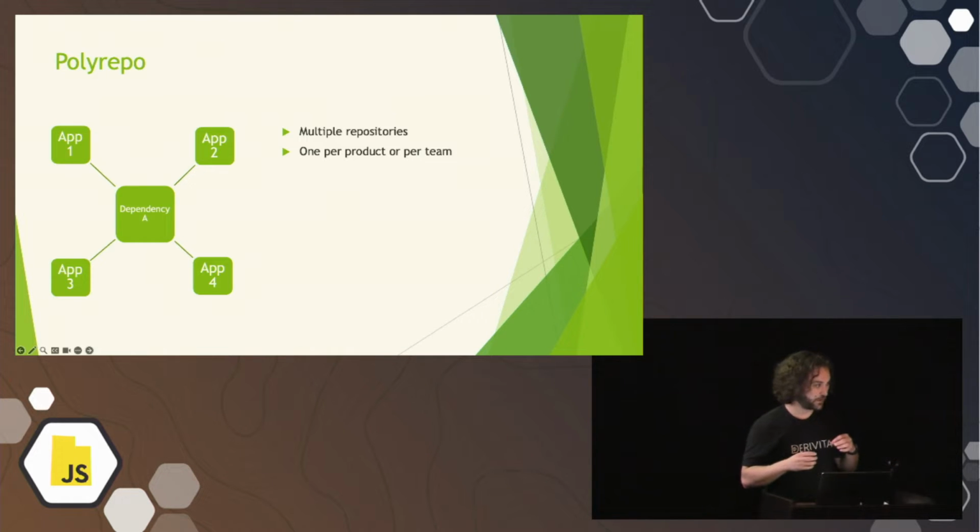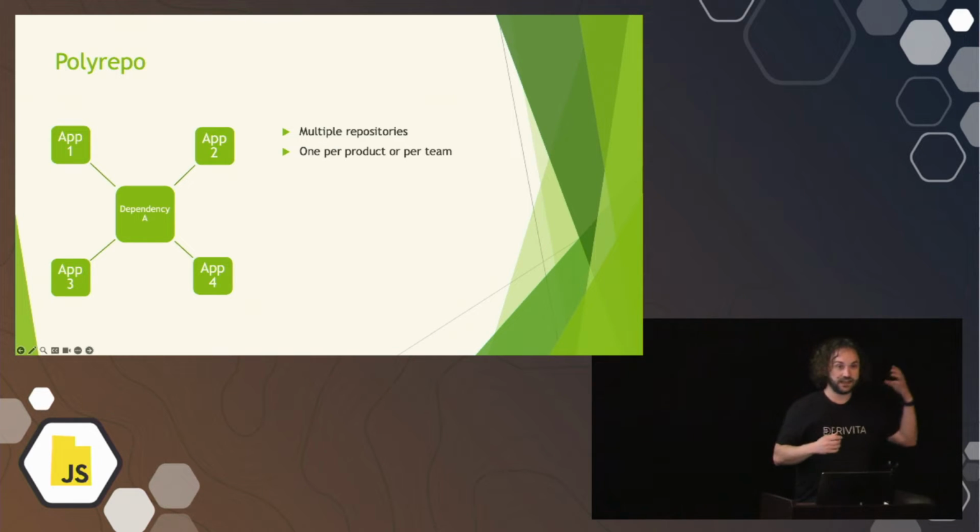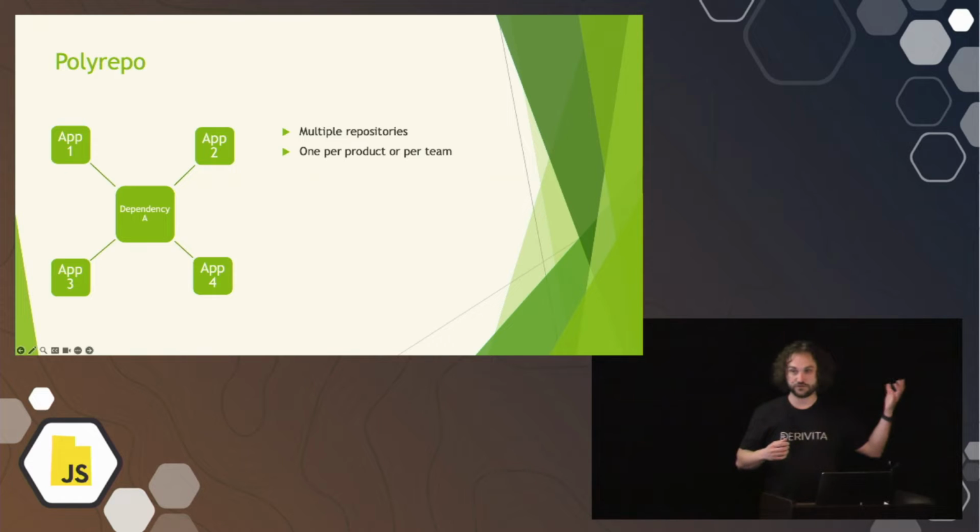One thing that happens with polyrepos is you end up with versioning woes. You have, well, I'm using version 3 of this. This application needs version 4. You have to deal with managing all of that between all of them.